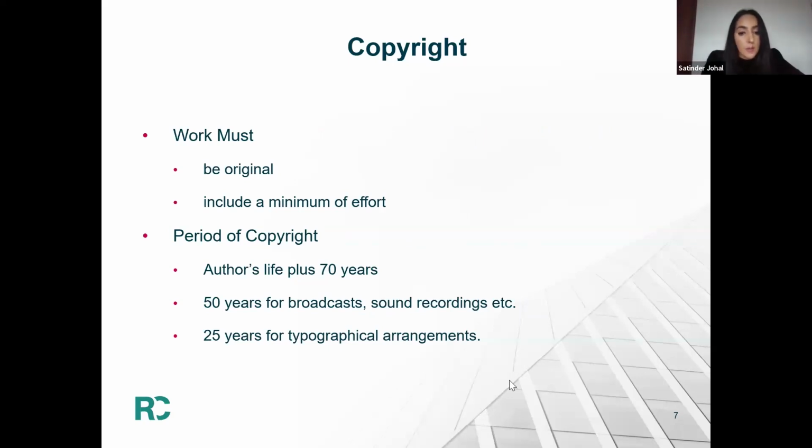The duration of the copyright protection varies depending on what is being protected. Usually, copyright protection is for the author's life plus 70 years. However, for broadcasts, sound recordings, or computer-generated literary, dramatic, musical, or artistic work, the copyright protection is a period of 50 years from the end of the calendar year in which the work was made. Also, for typographical arrangements, the copyright protection period is 25 years from the end of the calendar year in which the edition was first published.